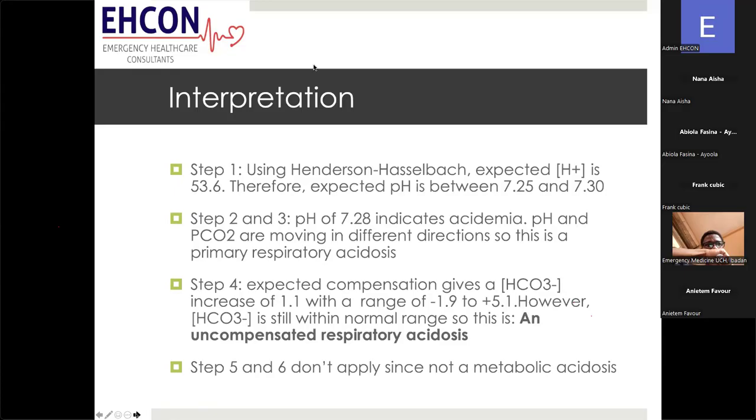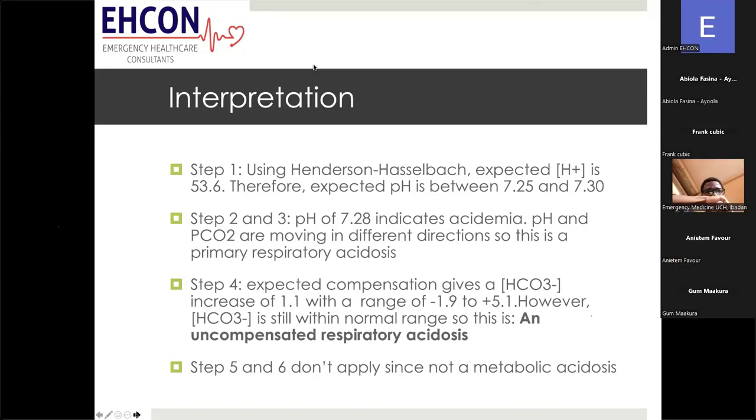When we try to correct, we see that we don't actually have any kind of change in the bicarb. So there has been no compensation so far. So this is an uncompensated respiratory acidosis. And steps 5 and 6 would not apply because we are not dealing with a metabolic acidosis. So we would stop there. Very simple. I mean, the American Thoracic Society has made it idiot-proof, in my opinion.